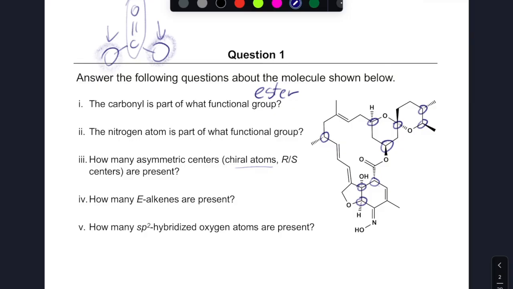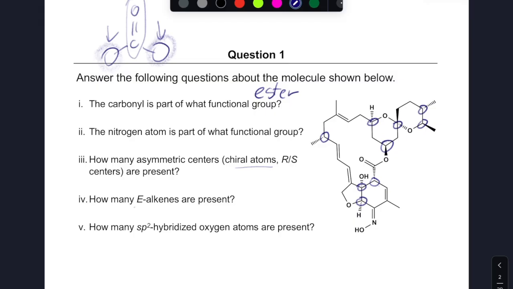Now just note that just because it's drawn as a wedge or a dash doesn't necessarily mean it's chiral. You should check each center to see if they have different CIP rankings. So for example, a molecule that might be flat, but if I just drew a methyl right there, that's still a chiral center, it's just not designated as R or S in that particular geometry.